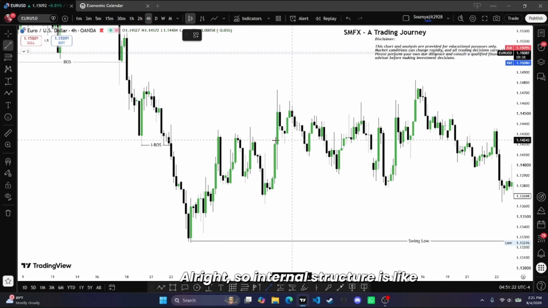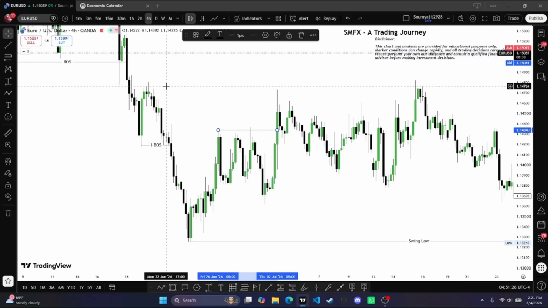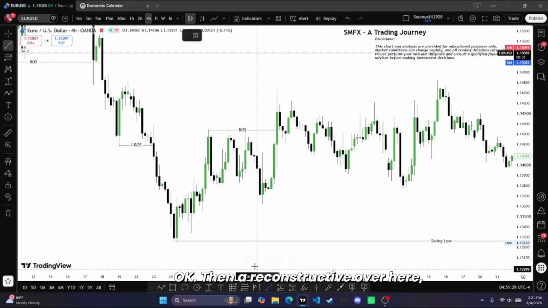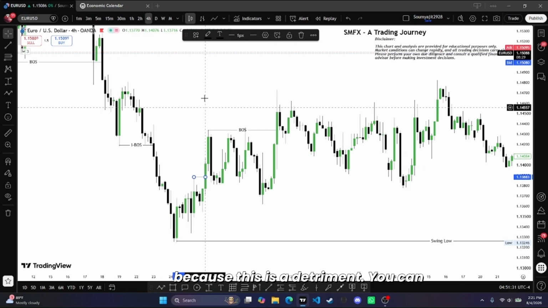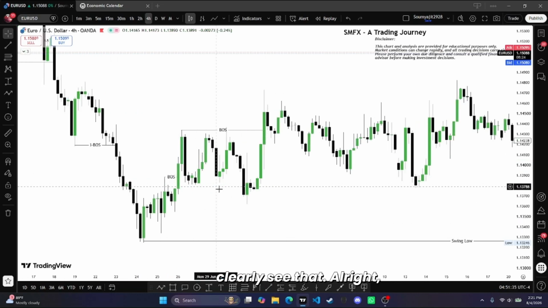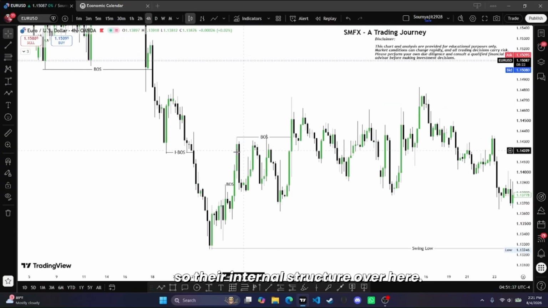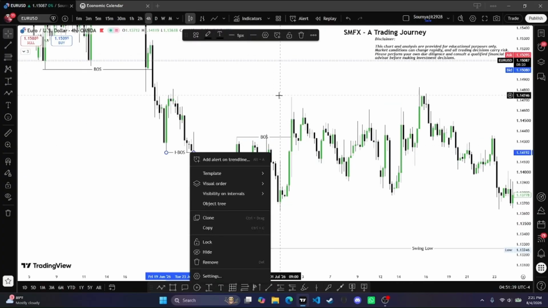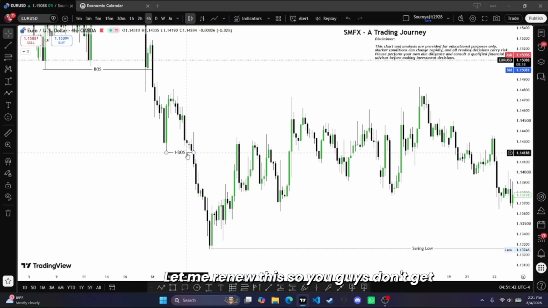Alright, so internal structure is like this. You can see there is a breakout structure over here. Then a breakout structure over here, because this is a retracement, you can clearly see that. Alright, so their internal structure over here. Let me remove this so you guys don't get confused.